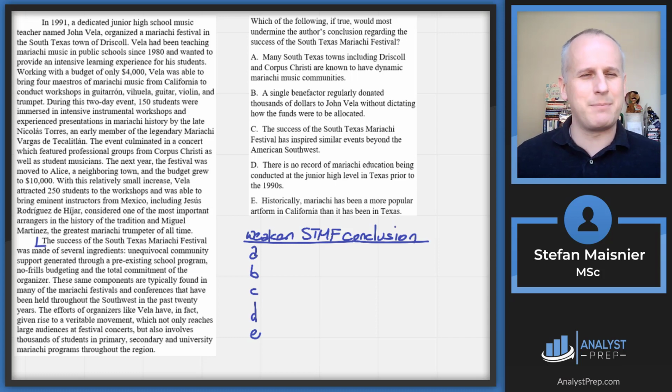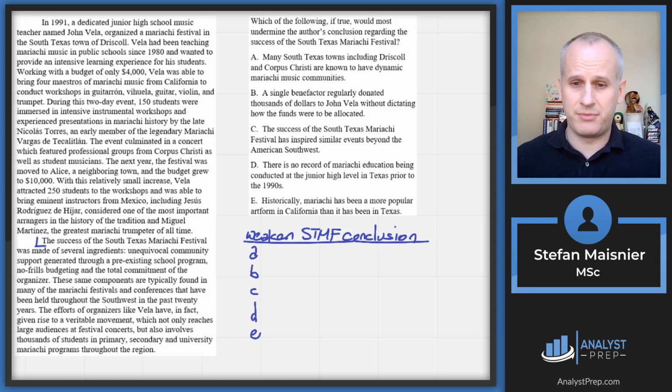So at the beginning of a paragraph, I can be a little bit more loose in not going a sentence above and just kind of stick to where I am. But I'm going to read at least this sentence here to start and try to figure out what the conclusion is that I need to weaken. So the success of the South Texas Mariachi Festival was made of several ingredients. Unequivocal community support generated through a pre-existing school program, no frills budgeting, and the total commitment of the organizer. These same components are typically found in many of the mariachi festivals and conferences that have been held throughout the Southwest in the past 20 years.